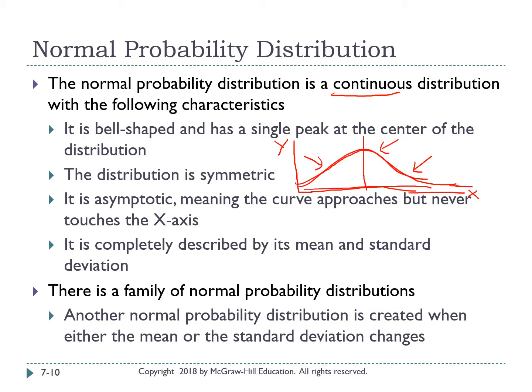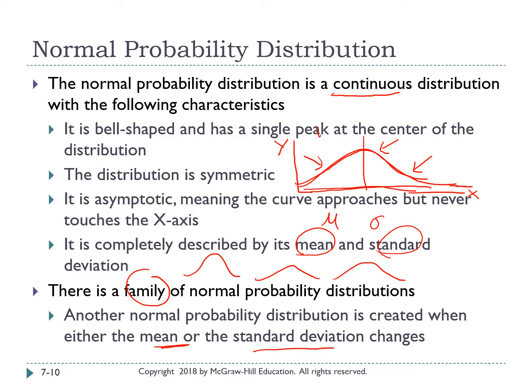Okay, and the last one, it is completely described by its mean and standard deviation. So you should describe your curve using the mean and standard deviation. In other words, if you want to explain your curve, you will explain using your mean and standard deviation. Okay, next point. There is a family of normal probability distributions. What is family? Family means that you're going to have different shapes of probability distribution. You can have this kind of shape and this kind of shape, a variety of shapes. Whenever you have a different mean or different standard deviation, you will have different families. It means that you're going to have different kinds of shape. Okay?